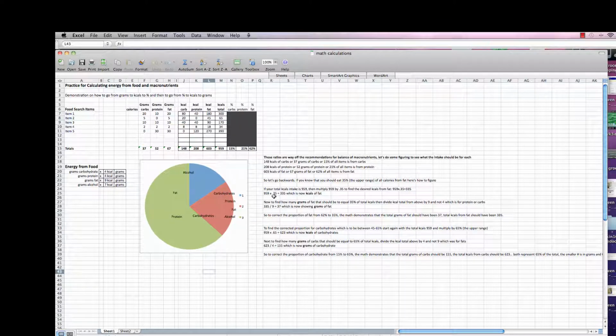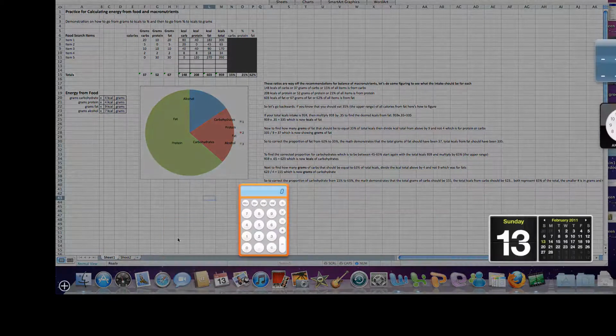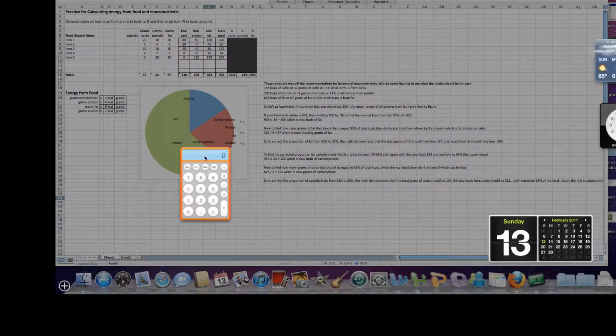We know that the highest amount of fats by recommendation is 35%. So we're going to multiply our total kilocalories by 35% to see what we should be eating. What is the range of fats that we should be eating? We're going to understand that by percent, by kilocalories, and by grams. So 959 times 35%, or 0.35, happens to equal 335. So let's do the math here.